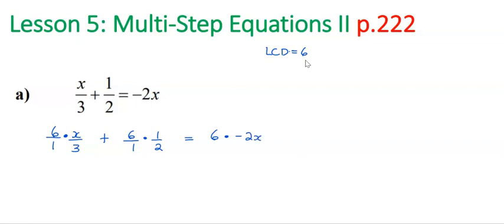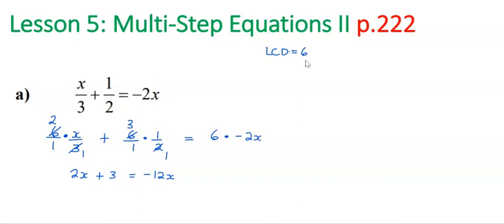All right, now I can do the clearing. I'm going to divide by 3 for the first term, and I'm going to divide by 2 for the second term. That means my denominators I can clear away, and I can do the multiplication now. 2 times x is 2x, plus 3 times 1 is 3, equals 6 times negative 2x is negative 12x.